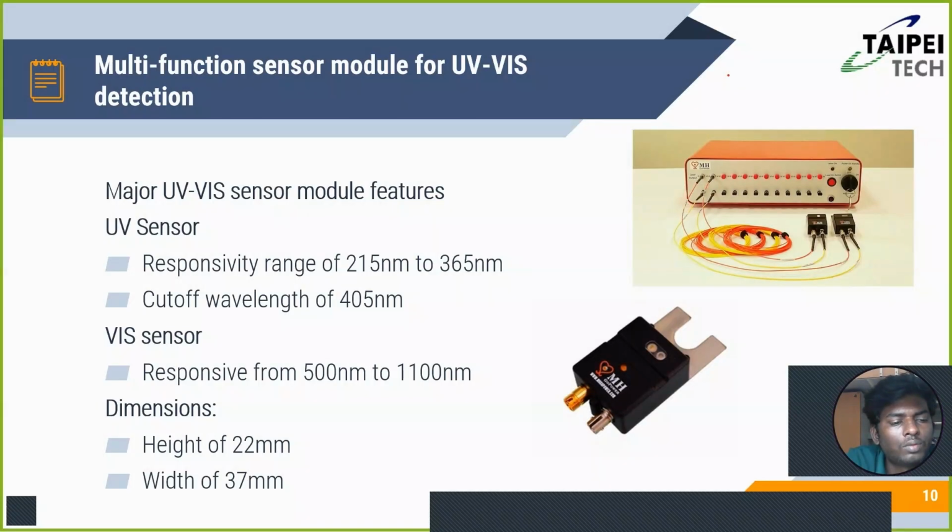Multifunction sensor module. This fluorescence sensor can be connected to an amplified UV visible sensor module. Key features include UV responsivity between 215 and 365 nanometer, visible responsivity from 500 to 1000 nanometer, and compact dimensions, making it easy to deploy. Such modules can even support multiple FFS units at once.